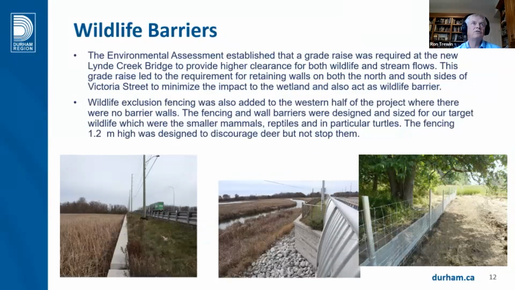The environmental assessment established that a grade raise was required at the new Lynde Creek Bridge to provide higher clearance for wildlife and for stream flows. This grade raise led to the requirement of retaining walls on both the north and south sides of Victoria Street to minimize the impact on the wetland. These walls also acted as a barrier for the wildlife. Wildlife exclusion fencing was added to the western half. As you can see here, you can see the fencing, the barrier, going for our target species. This is where the walls were not, west of where the walls were.